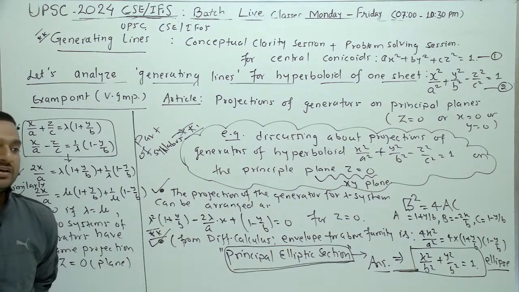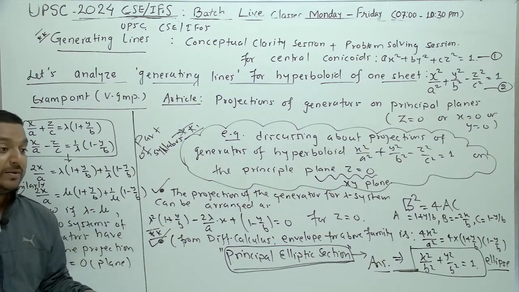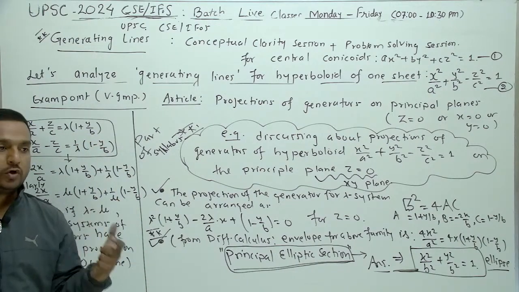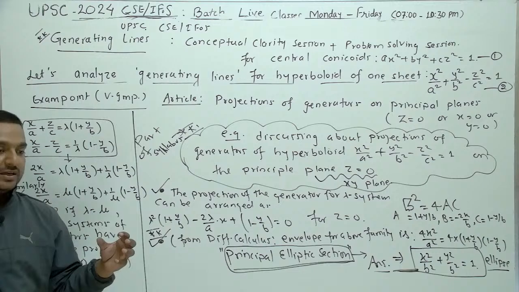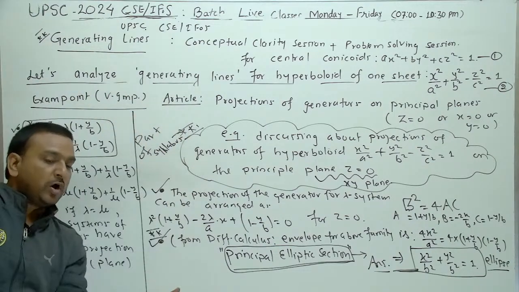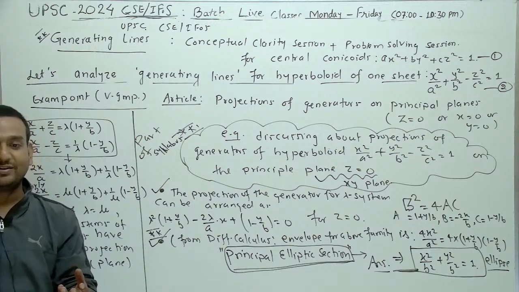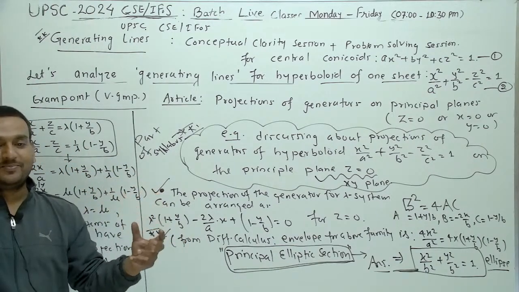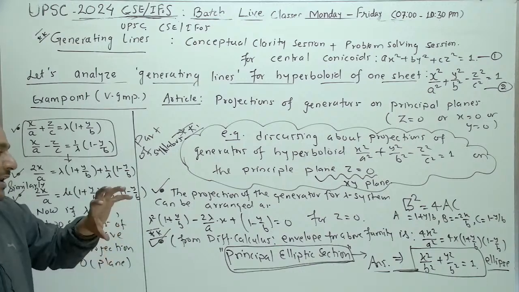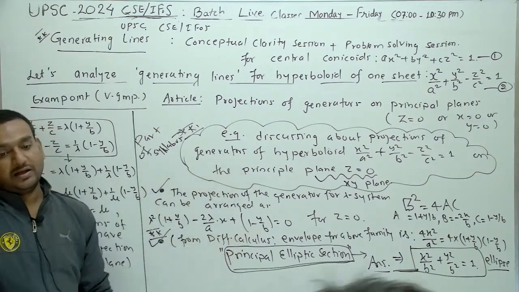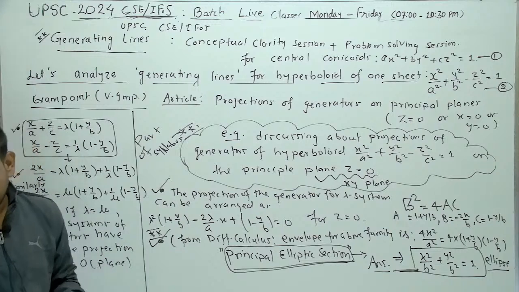So you may ask why we have found the envelope here. Basically, when I was teaching differential calculus, I told you the envelope gives a curve which touches the surface from all around, right? That is the practical feeling for an envelope. So the envelope of that surface is an ellipse. You got it.